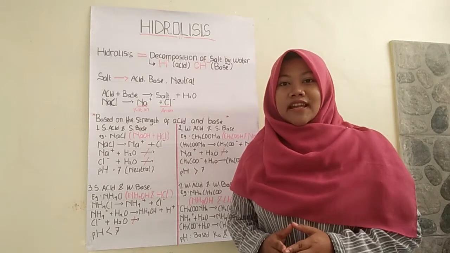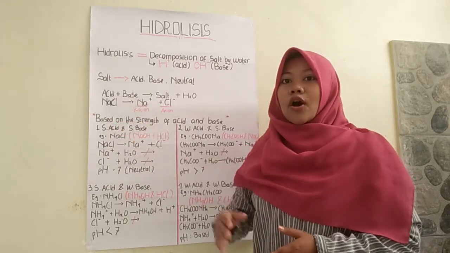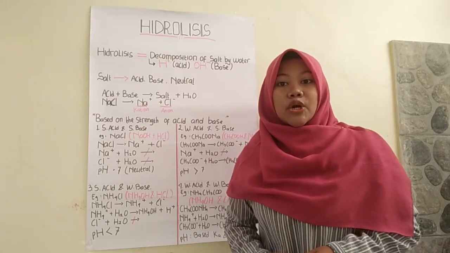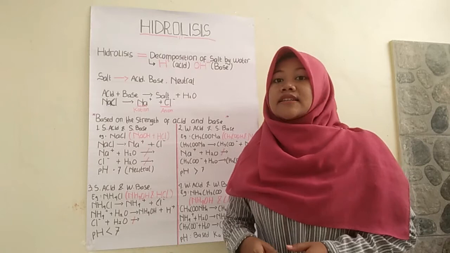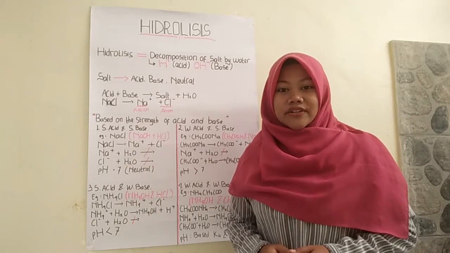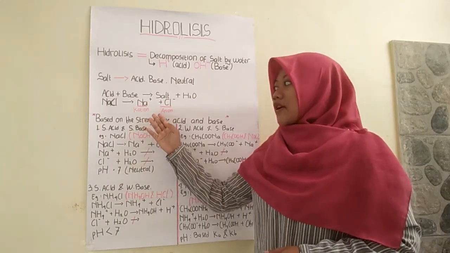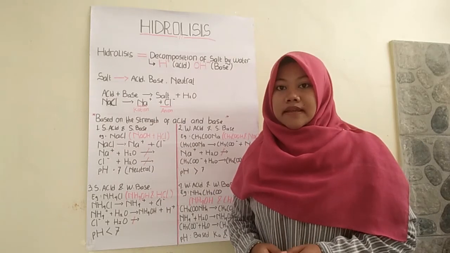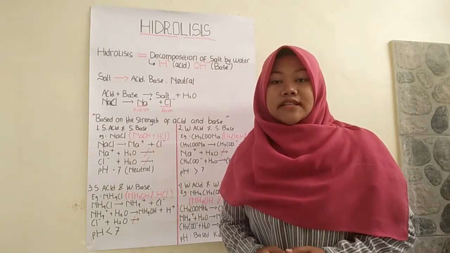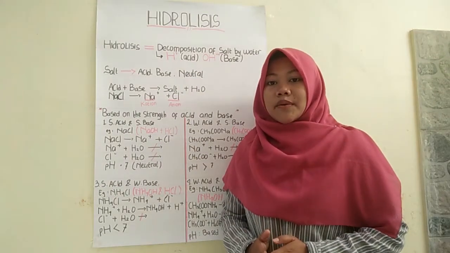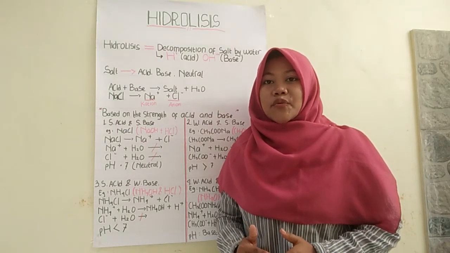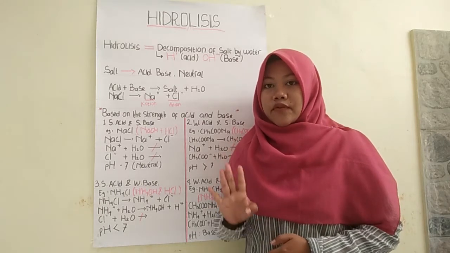An example of a salt is NaCl, or natrium chloride. Salt is an electrolyte compound which is ionized in the solution to produce cation and anion. The cation is from the original base, while the anion is from the original acid. So, based on the strength of acid and base, we can divide salts into four.